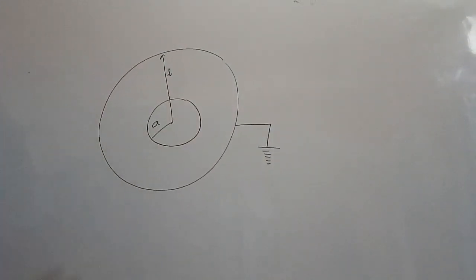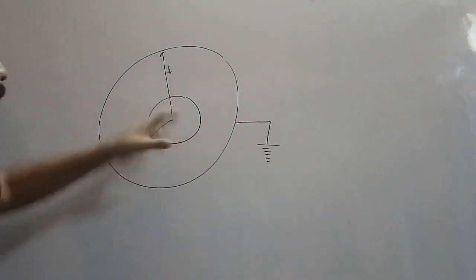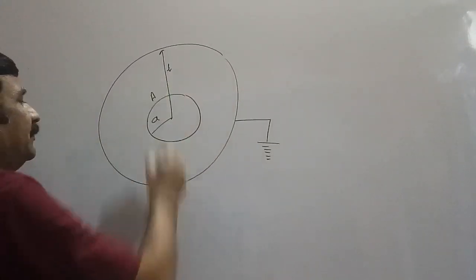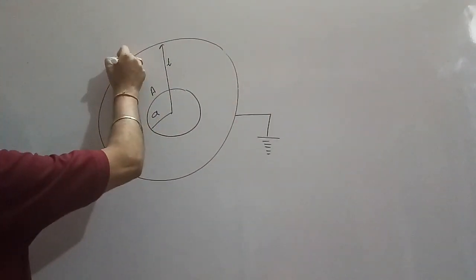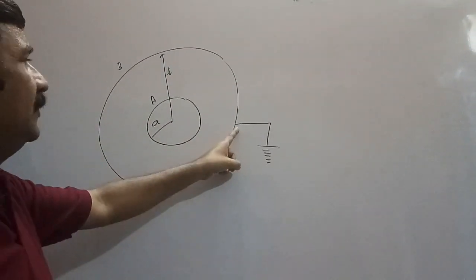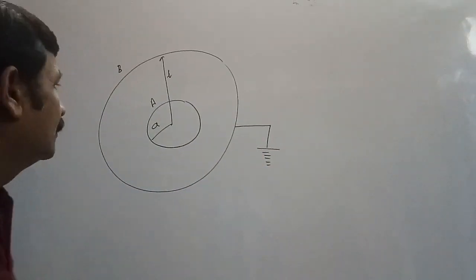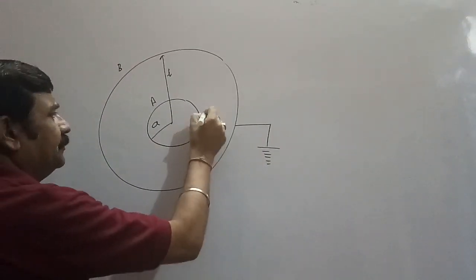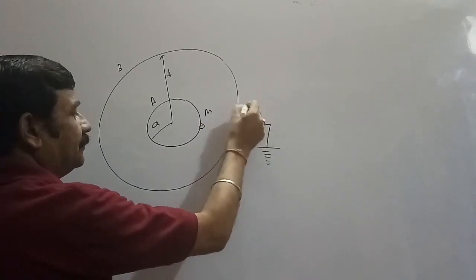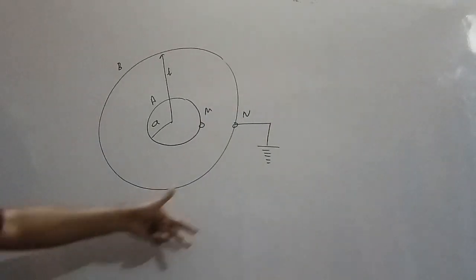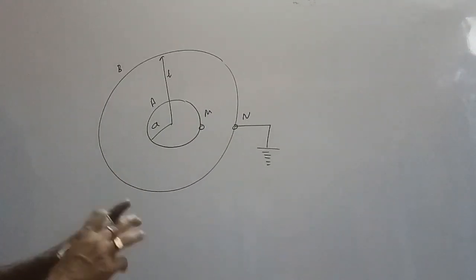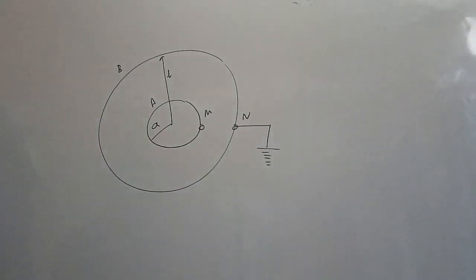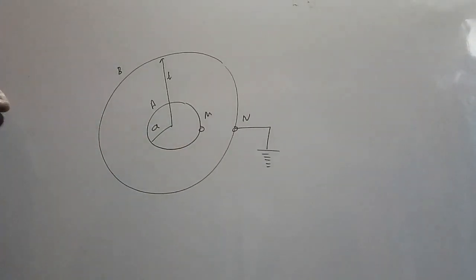This is a spherical capacitor. We have sphere A of radius small a, and sphere B of radius small b, and the outer face of sphere B is connected with earth. Let this point be M and this point be N. We want to know the expression for the capacity of this spherical capacitor. What is a spherical capacitor? Such a capacitor which consists of two hollow concentric spherical plates.